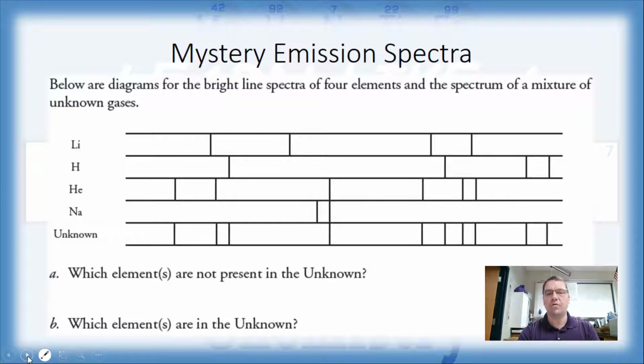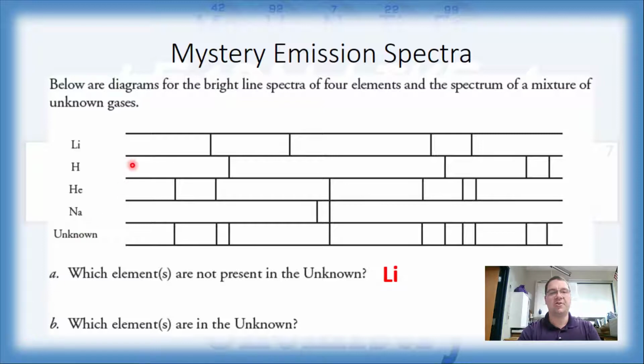So if we take a look, we'll just start from the top and we'll work our way down. If we look at lithium, lithium's got 4 spectral lines, and this first one is kind of close to this one right here. It seems a little bit off from it. This one, there's nothing in that region on the unknown spectrum. And this one seems to be kind of in the middle. This one's pretty close. But again, this second spectral line, where there's nothing here, that's a pretty clear indication that lithium is not present in our unknown.